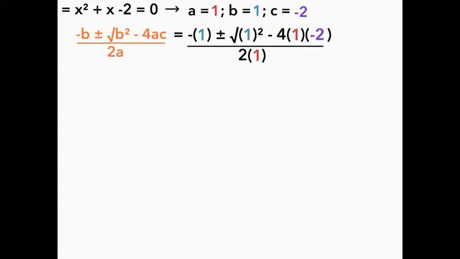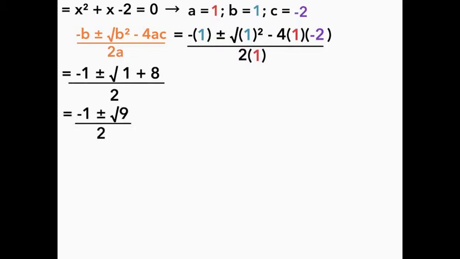After substituting the values, we can now simplify. -1 plus or minus the square root of 1 plus 8, divided by 2. 1 plus 8 is equal to 9. Our equation will now be -1 plus or minus the square root of 9, over 2. The square root of 9 is 3. Our equation will now be -1 plus or minus 3, over 2.